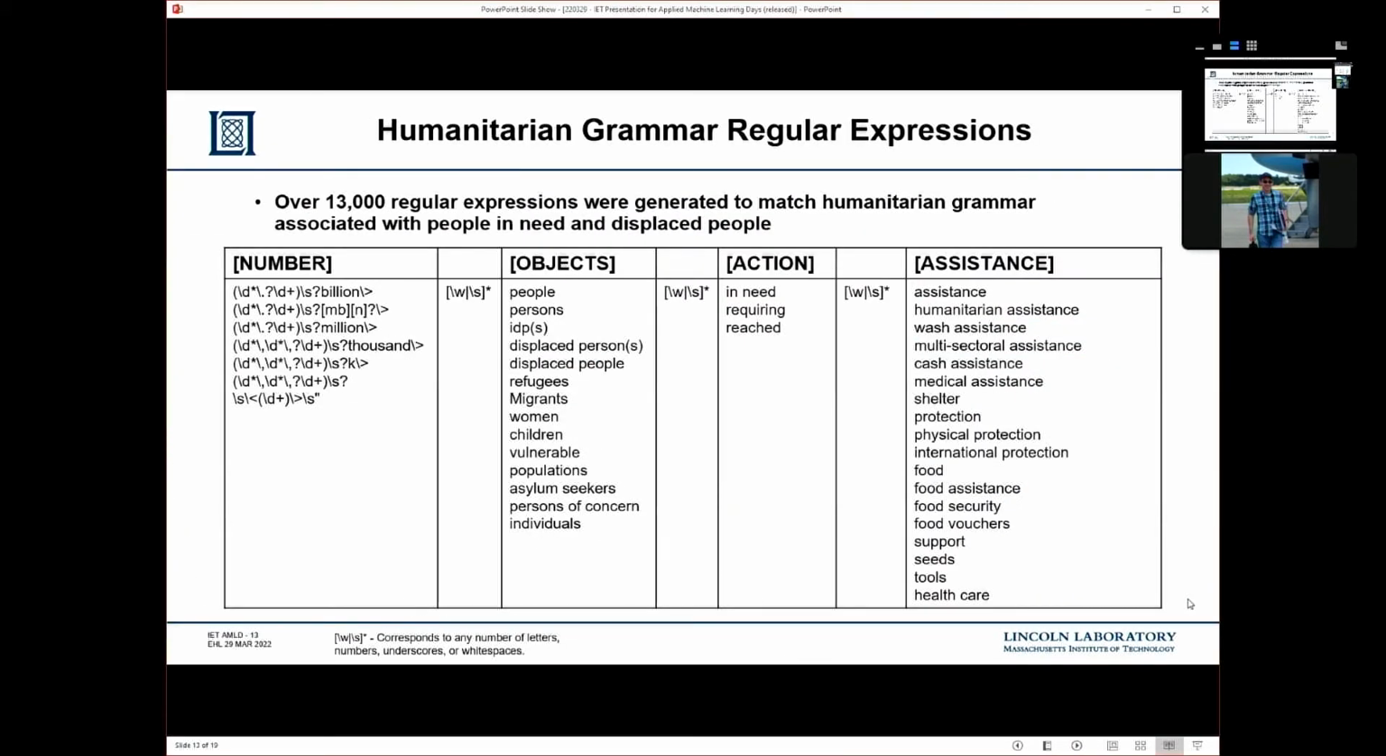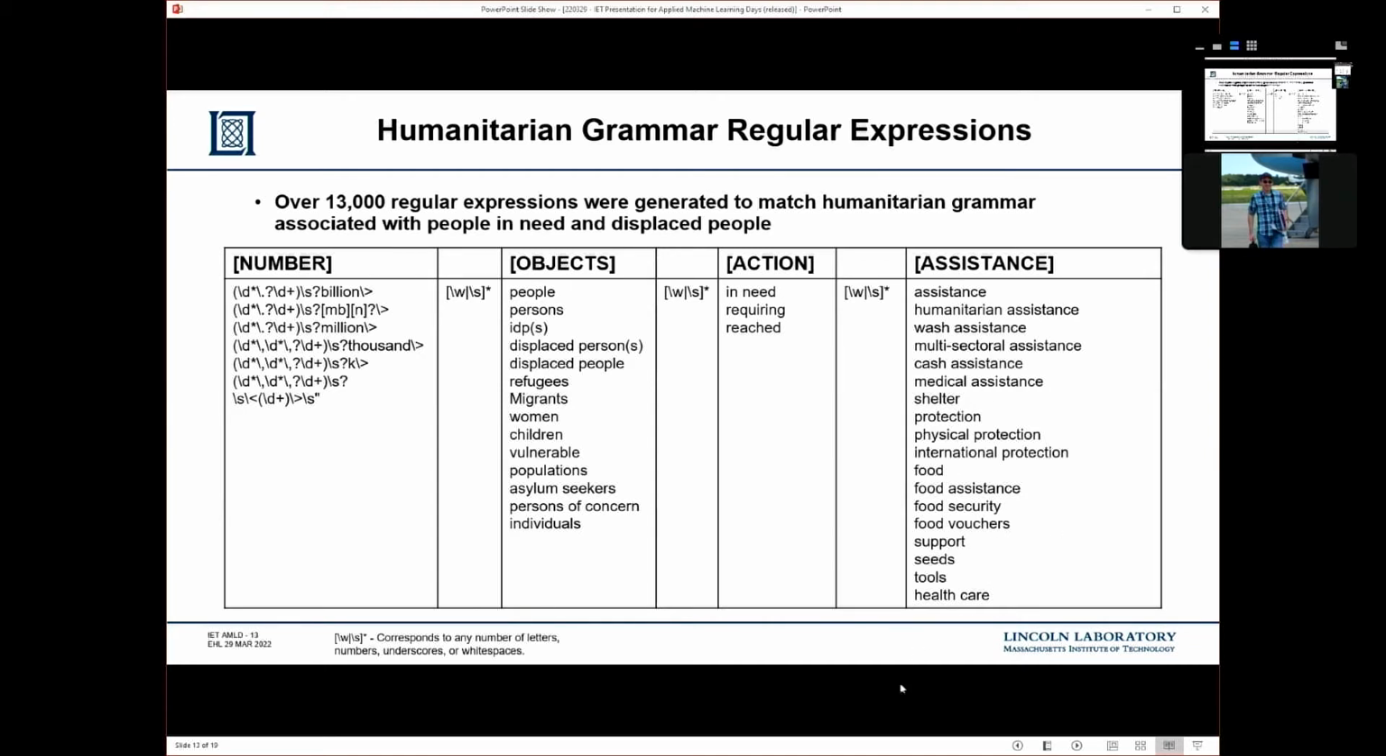Now, you might ask, how do you program in the regular expressions to identify all these different indicators? The indicator extraction tool uses about 13,000 regular expressions, but we certainly didn't program in 13,000 individually. The same way that grammatically a sentence might have a subject, a verb, and perhaps an object, these indicators typically have a number associated with them. They always have a number, actually. They have some sort of object, like how many people or persons or IDPs and so on. There may be some kind of action, and there may be some kind of assistance associated with each one of these indicators.